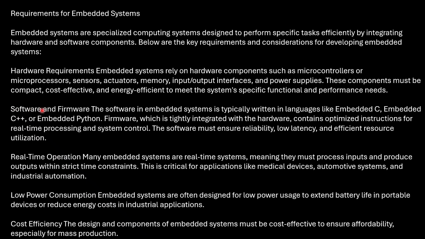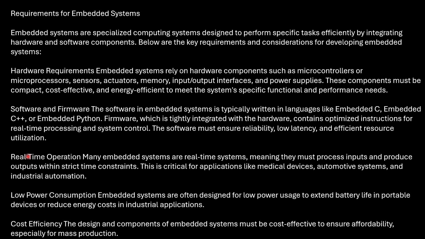Software and firmware. The software in an embedded system is typically written in languages like embedded C, embedded C++, or embedded Python. Firmware, which is tightly integrated with the hardware, contains optimized instructions for real-time processing and system control. The software must ensure reliability, low latency, and efficient resource utilization.